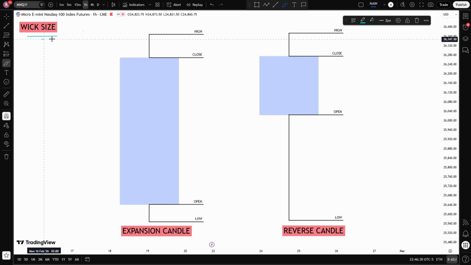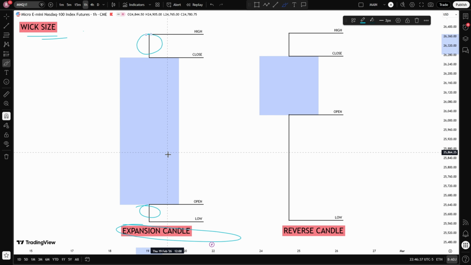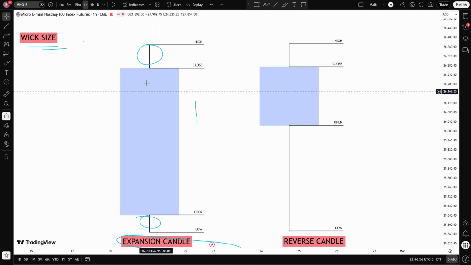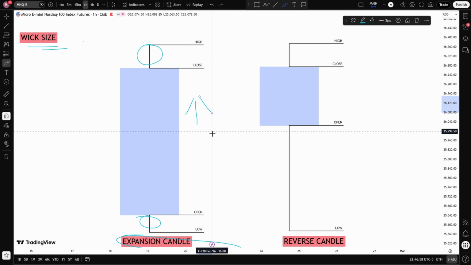We want to be trading expansion candles, and expansion candles typically have small wicks. A small wick tells us that price did not spend much time moving in the opposite direction. Instead, it moved in one direction with conviction. For example, if price opens, forms a small wick to the downside, and then gives a strong one-sided directional move, that is an expansion candle. That structure supports continuation because most of the candle's range was used moving in one direction, not fighting both sides.